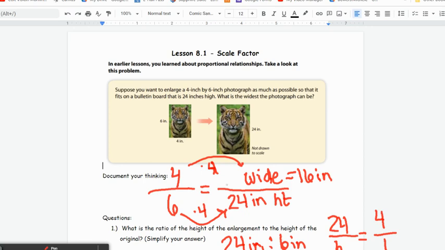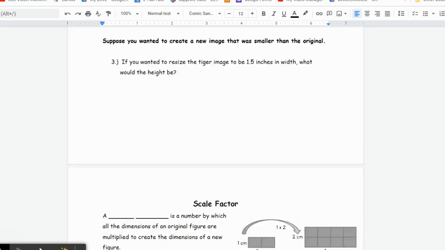So that ratio of the new to the actual is the same as the number that you multiply by when you want to increase the size. Then what would happen if you wanted to decrease the size?